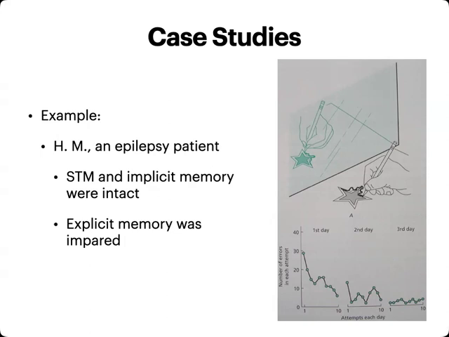This shows that his procedural memory, a type of implicit memory, and working memory were intact, but his episodic memory was impaired. His case supports the idea that implicit memory and explicit memory are independent of each other. He passed away in 2008 at the age of 82. This is the end of chapter 6.